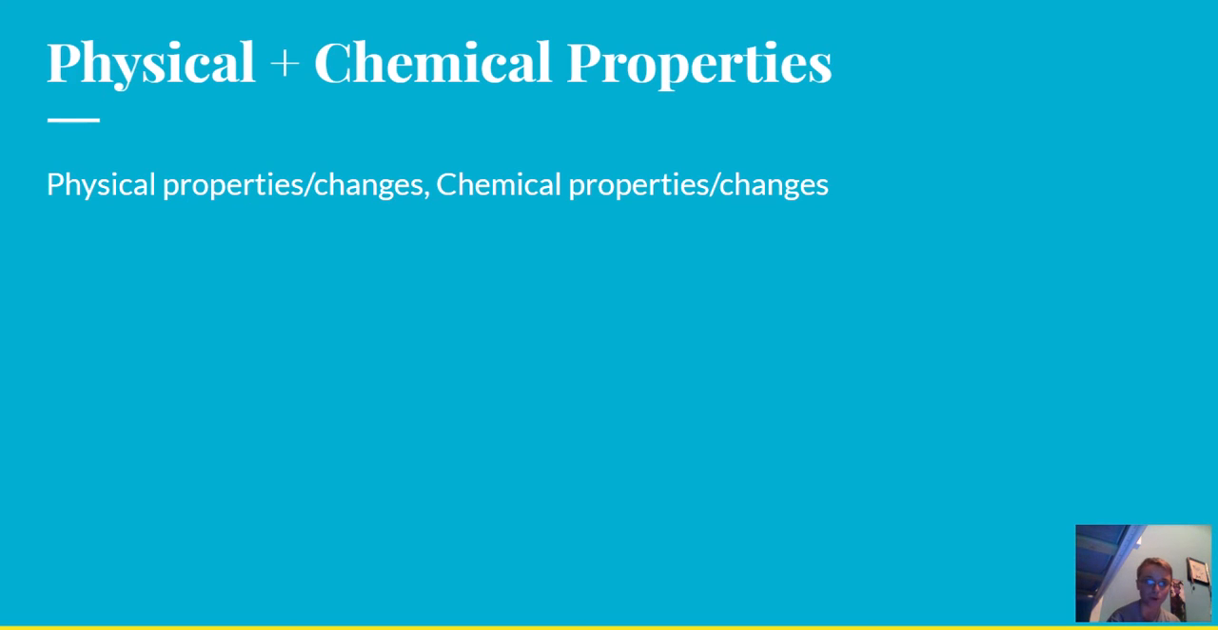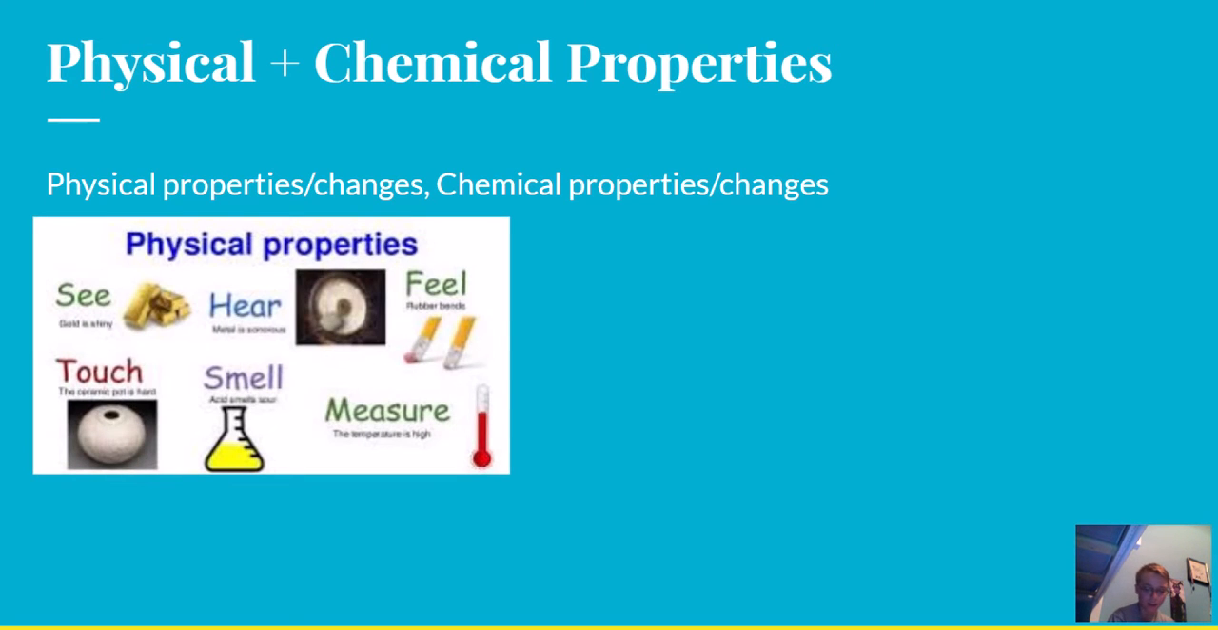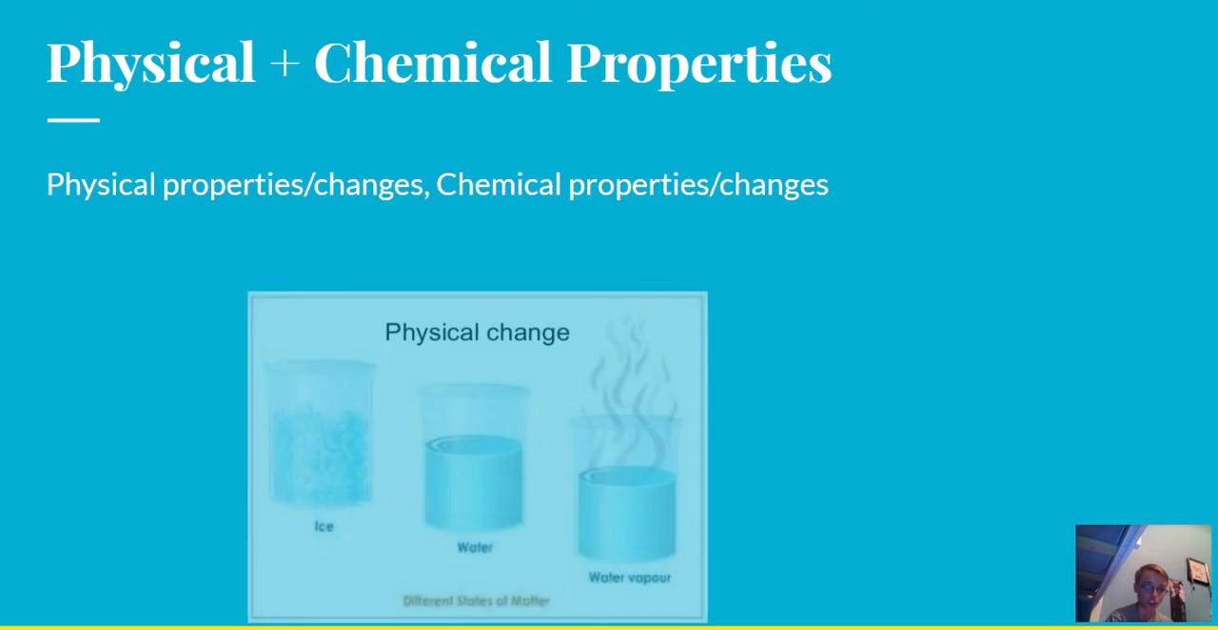Physical and chemical properties and changes. Physical properties. Properties that can be observed without altering the identity of the substance. Examples, color, length, state. Physical changes. Physical changes that happen without altering the identity of the substance. Example, painting a piece of paper, candle melting, water changing into ice, or vaporizing.